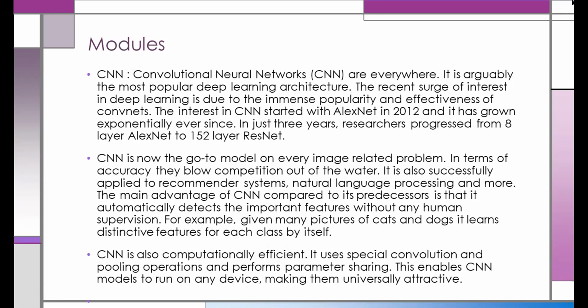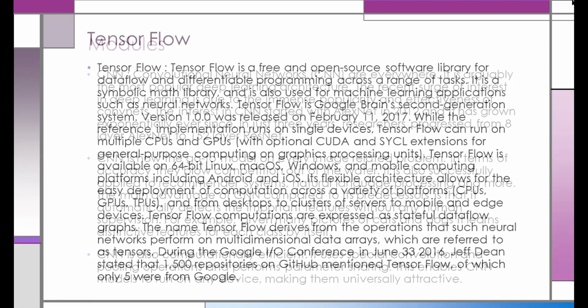CNN is also computationally efficient. It uses spatial convolution and pooling operations and performs parameter sharing. This enables CNN models to run on any device, making them universally attractive. Next slide.